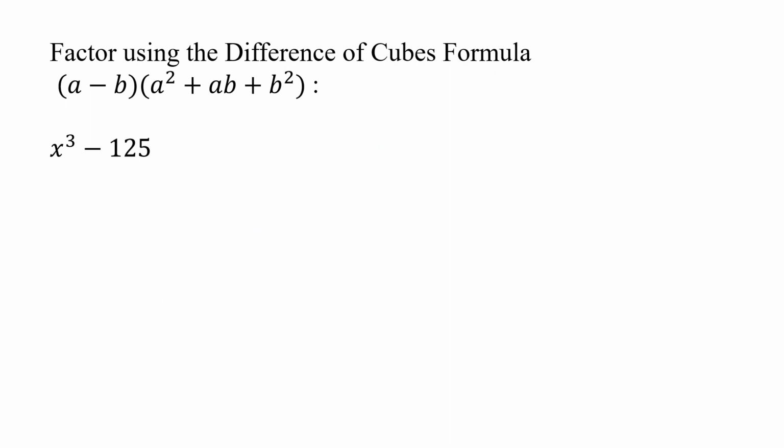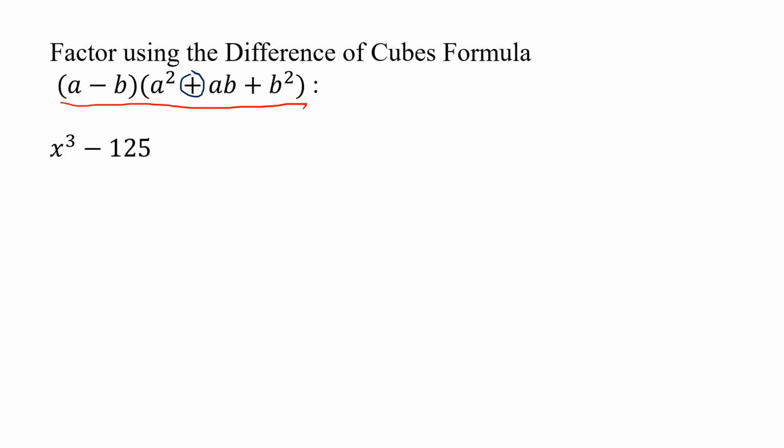So what if instead of a plus separating our cubes, we have a minus? We're going to use a slightly different formula called the difference of cubes formula. The difference of cubes formula says a minus b times a squared plus ab plus b squared. If you compare this formula to the formula on our last slide, you'll notice the only difference is this minus here and this plus here. The signs changed for those two.